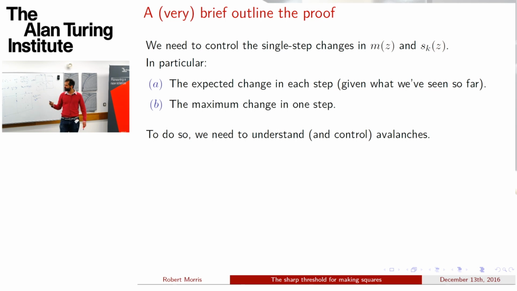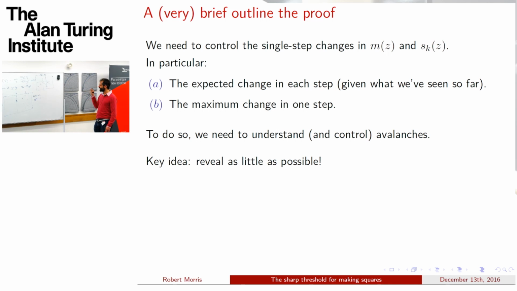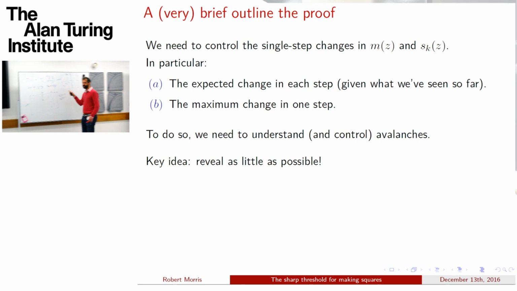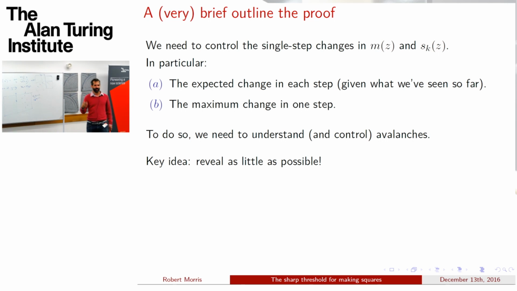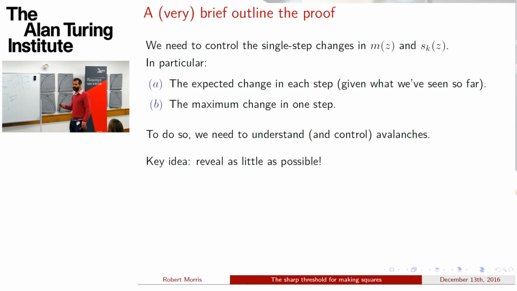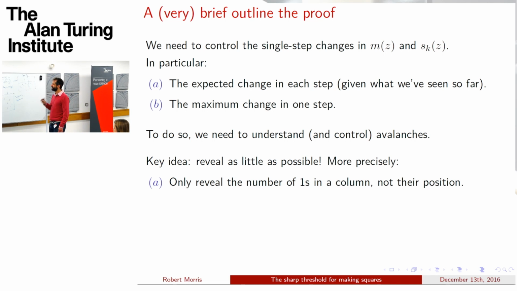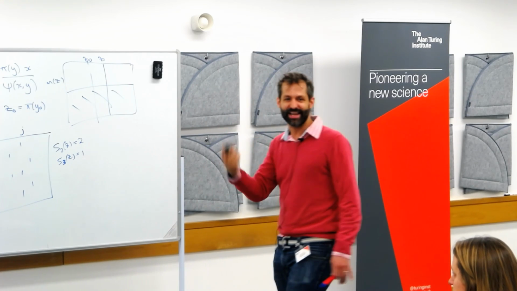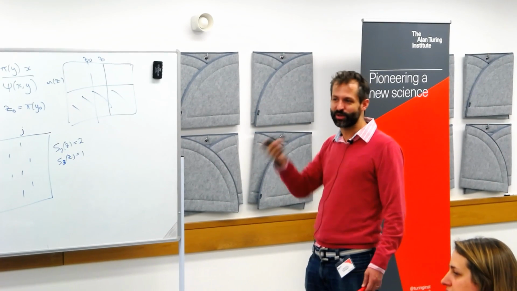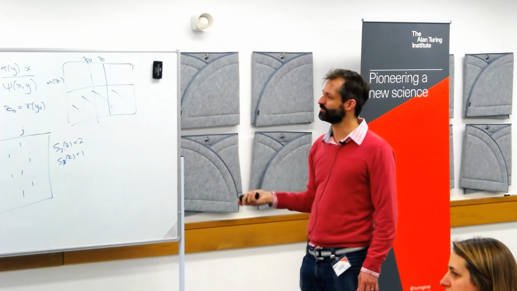But doing so is a bit tricky, and in order to do this, we have to modify the process. We have to reveal less than I said earlier. The process I told you before was okay for defining the random variables, but we have to be a bit more careful when defining the actual process we follow. So instead of revealing the positions of numbers, we're only going to reveal the number of numbers unless we have to. When do we have to? If there's a single one and we have to delete something.